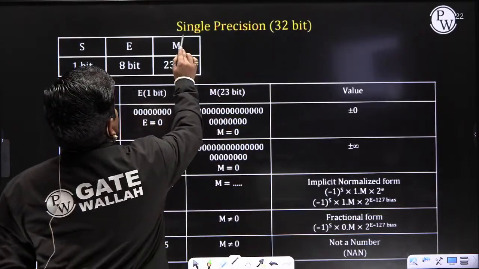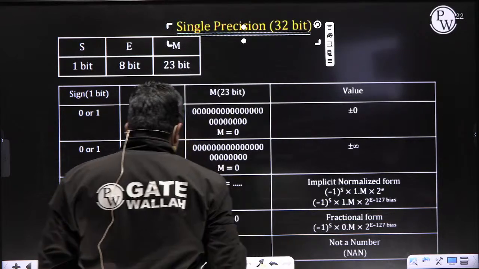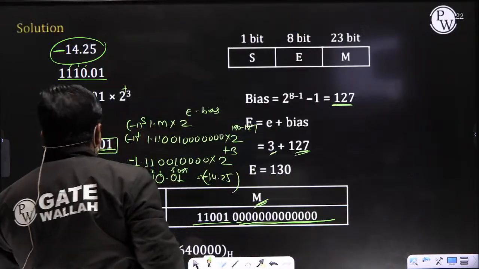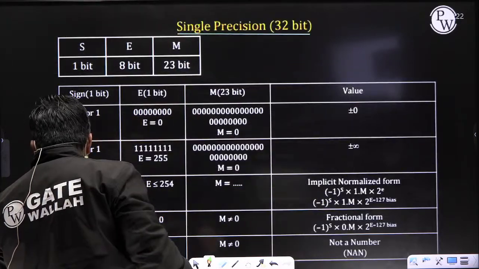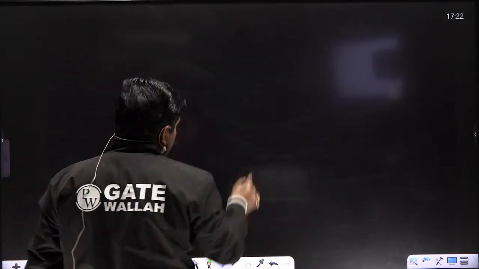What I'm saying, IEEE is having 2 format. First of all, I'm explaining IEEE is having 2 format. First one is single precision and second one is double precision. What bacha? Single precision and double precision.